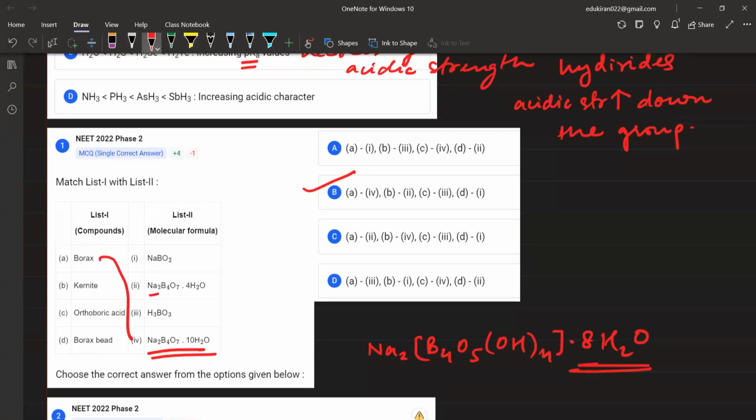Kernite is Na2B4O7 and then you have 4H2O. Orthoboric acid is H3BO3, and then you have borax beads which are NaBO2. ये दोनों जो है ना काफी कॉमन है. I mean ये याद रहता है लोगों को. ठीक है, तो इन दोनों को कम से कम याद रखिए. H3BO3 is what? Orthoboric acid, and borax bead is NaBO2.